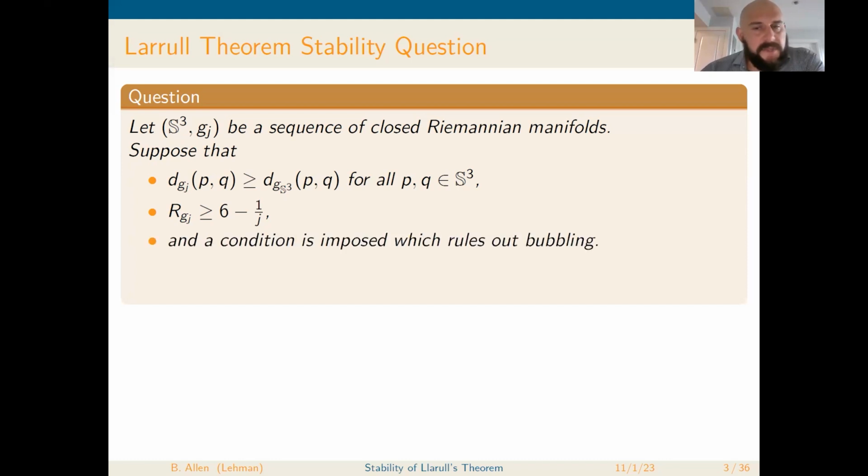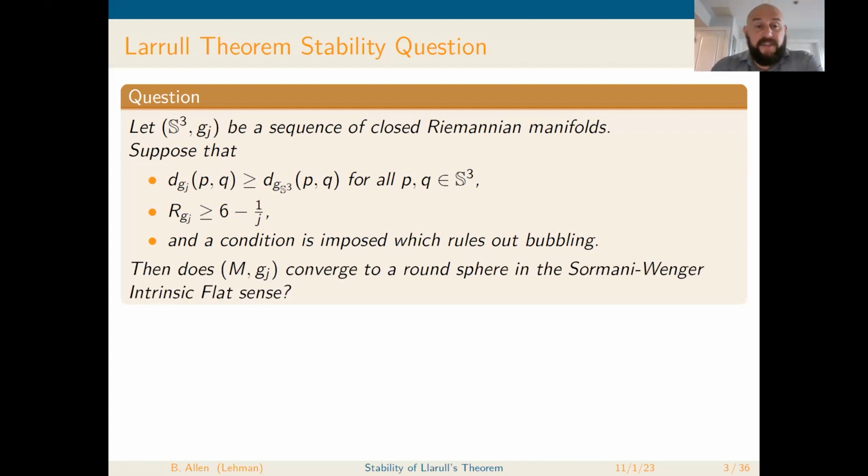And you need some condition to rule out bubbling, and I'll show you a picture of what I mean by that. In a lot of these stability questions which involve scalar curvature, we know that bubbling is a phenomenon that can occur, and so oftentimes some condition needs to be imposed to rule out bubbling, and there are a few different choices. I'll talk about two of them in this talk in a few slides.